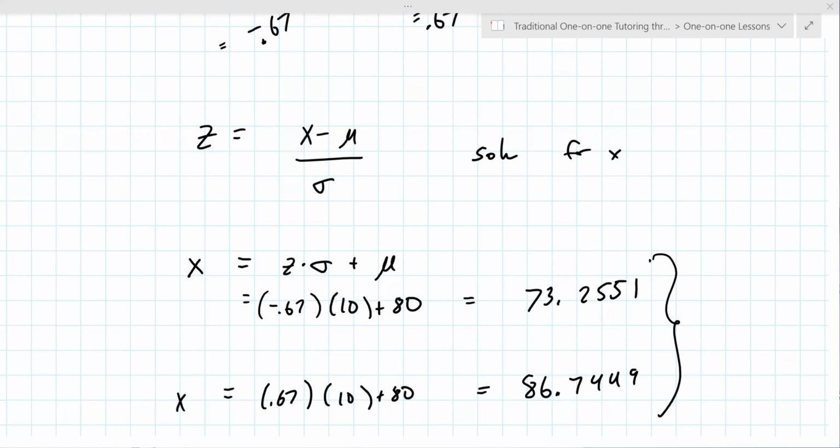Problem 2, where's problem 1? I'm not seeing a problem 1 either. Yeah, I don't see it either. So we'll just go to problem 2. Okay, so all right, problem 2.